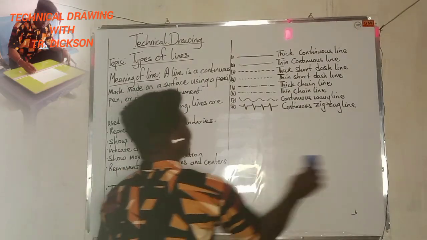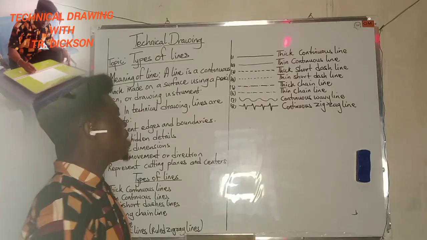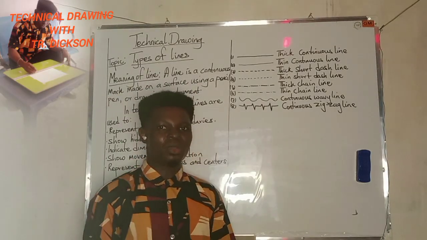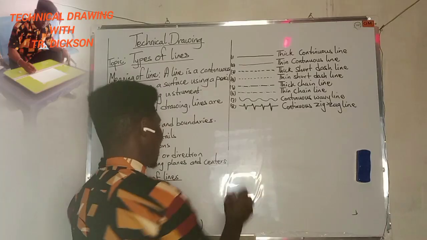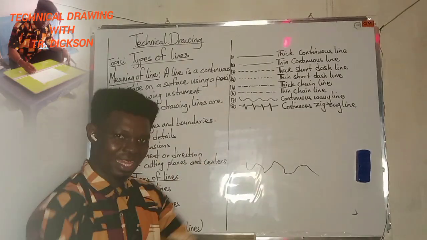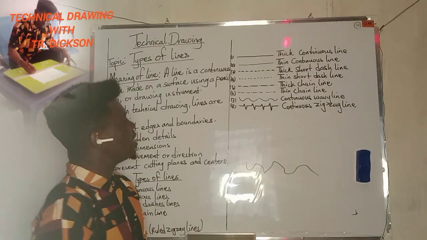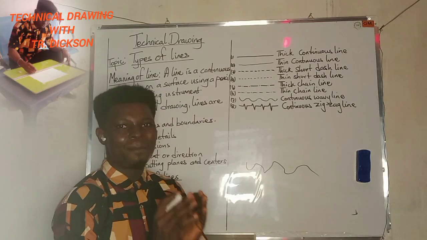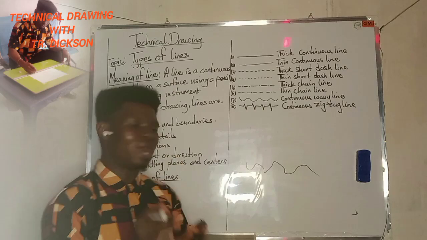Now let's take a look at the next kind of line. We have what we call continuous wavy line, and that line is drawn like this. As you can see, it looks like wavelength. So what do we use this kind of line for? It shows boundaries, irregular boundaries.